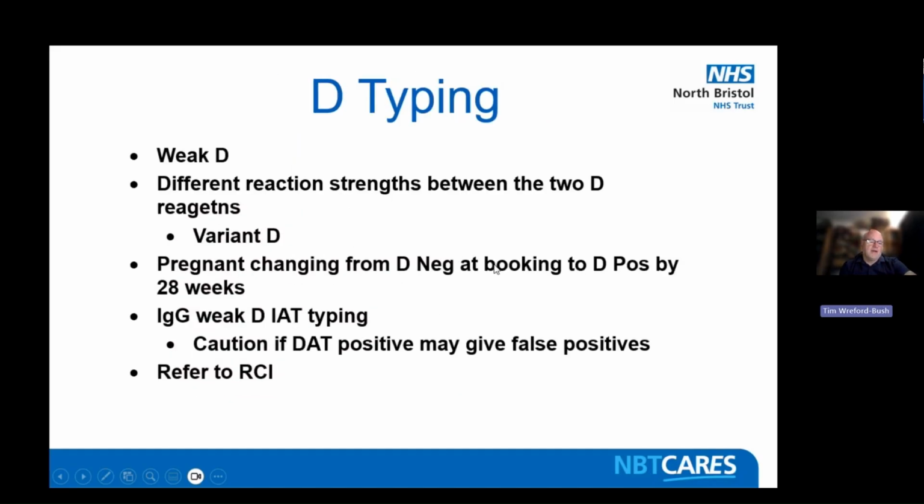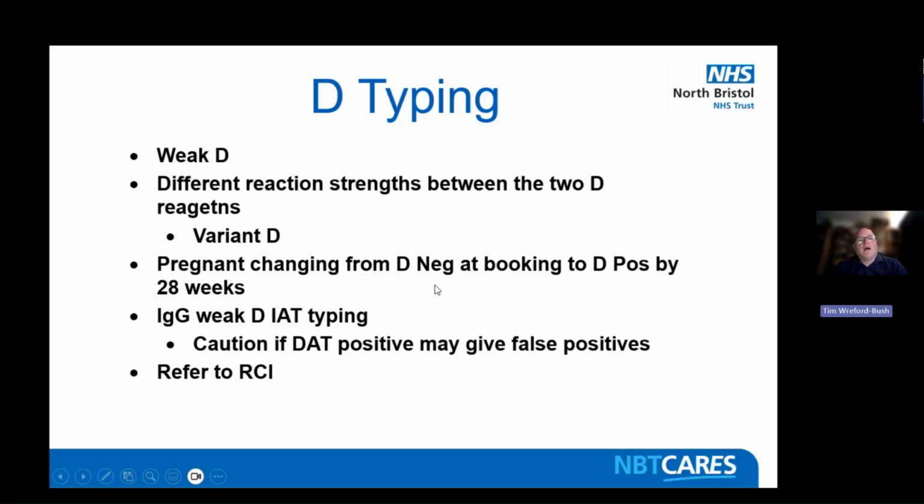Okay. Now, I know it says ABO, but I couldn't possibly go by without talking about D-typing. We do D-type with it. So things you might see is weak D. You might see different reaction strengths between the two D-type reagents used, and that could be a variant D. We also see pregnancy, where at booking the patient is D negative, but by the time we get to 28 weeks, they're D positive all of a sudden. That's because in pregnancy, you start expressing the D antigen a little bit more. So it's weak, and then expresses enough to pick it up at 28 weeks.